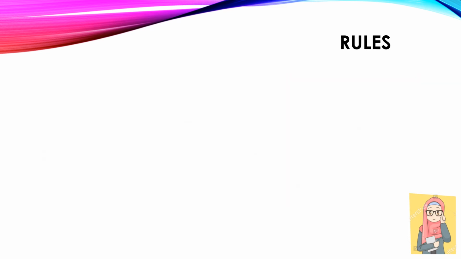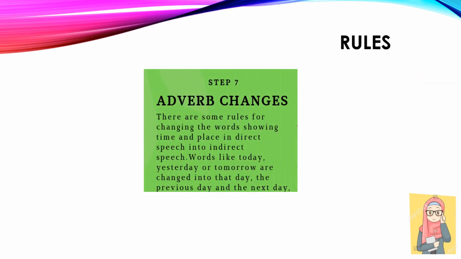The last rule, that is step 7, adverbs changes. There are some rules for changing the words showing time and place in direct speech into indirect speech. Words like today, yesterday, or tomorrow are changed into that day, the previous day, and the next day, respectively.